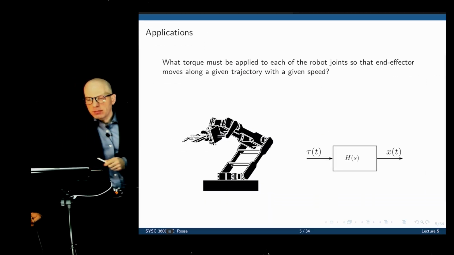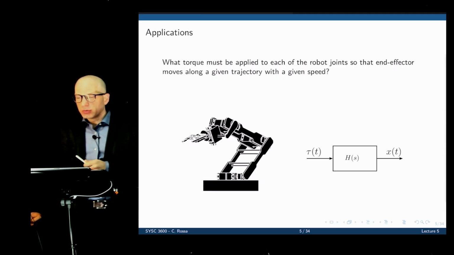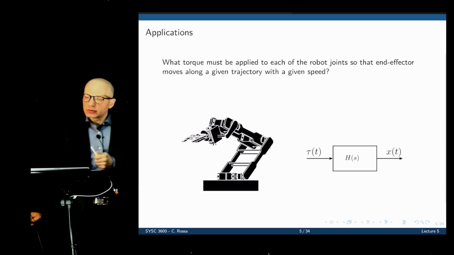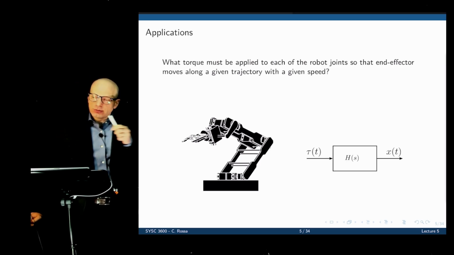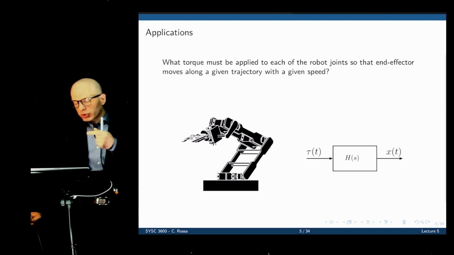Here is another example. If you have this robot arm and we apply a torque to one joint of this robot arm, how can we calculate its desired output? Or we can do the other way around. If we want the robot to follow a specific speed or a specific trajectory, what are the torques we need to apply to each joint to make the robot follow that trajectory?